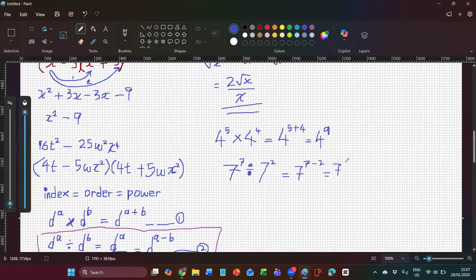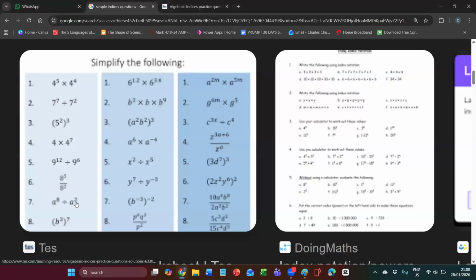So I hope you are getting how to work these ones, right? Okay. So now let me go and look for some other questions that would interest you. I'm looking for the ones that have letters now.